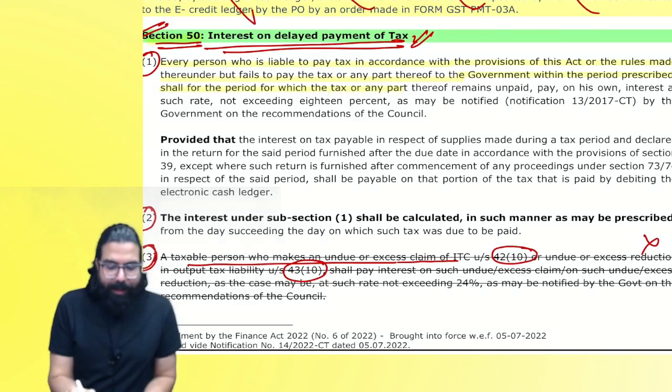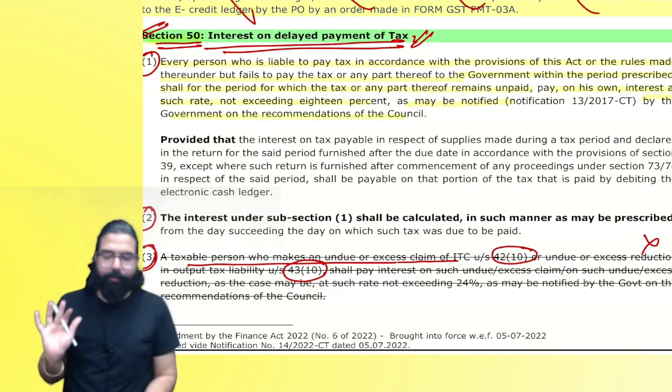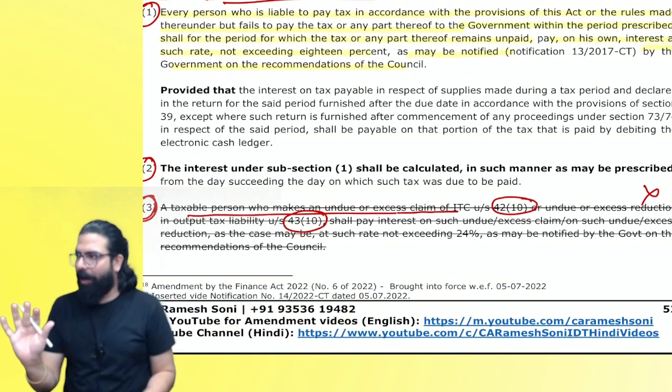Then he shall, for the period the tax or any part remains unpaid, pay on his own interest at the rate of not exceeding 18% as may be notified. And how much has the government notified? 18%. Can I go ahead, everyone?